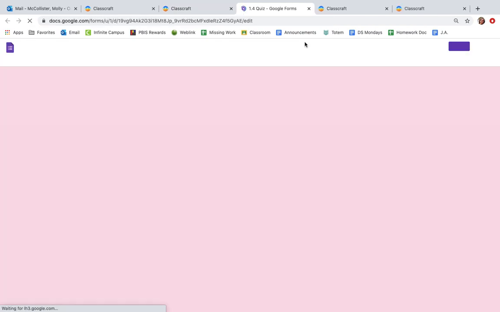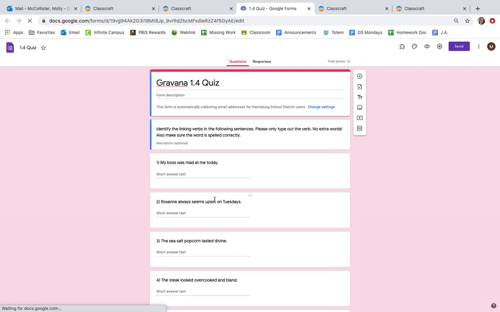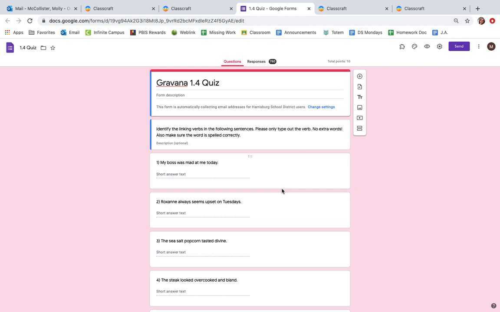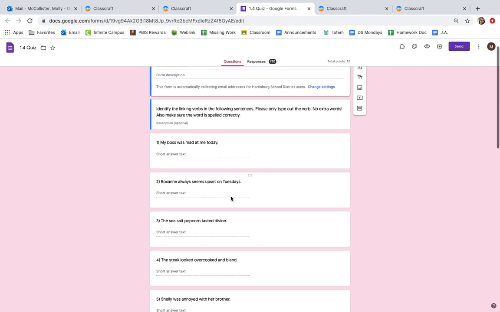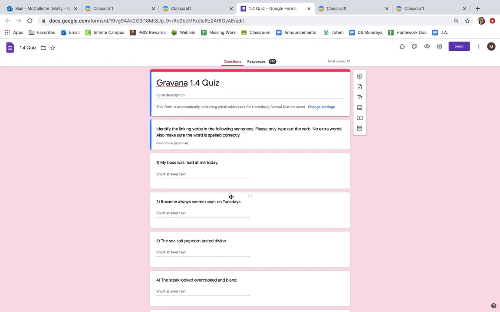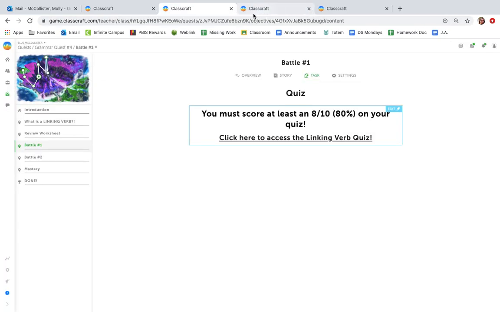Let's see if it's going to let me go to it. So your quiz looks like this. It says identify the linking verbs in the following sentence. Please only type out the verb, no extra words. Also, you have to make sure it's spelled correctly. So you're going to look here, identify the subject, my boss, and then you're going to tell me the linking verb that's connecting how we're describing the boss. There are 10 questions. Complete those and submit. Make sure you screenshot your score if it's above an 8 out of 10. And you are going to attach it to battle number 1.